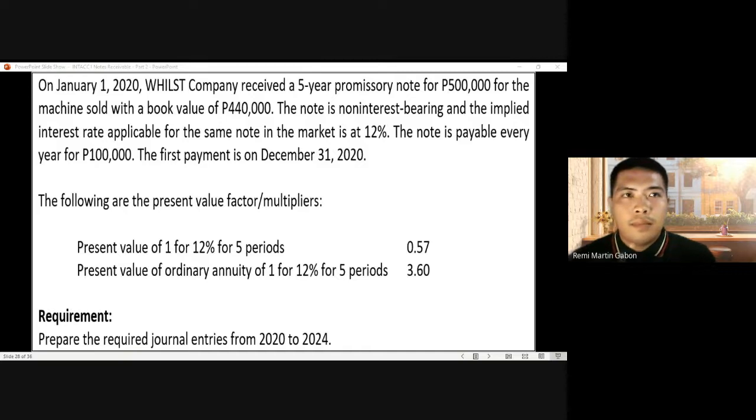Guys, what type of present value? Okay, clue. The note is payable every year for 100,000, meaning installment basis. So using the installment basis by that clue, the first payment date is on December 31, 2020. So what type of present value will be applied?